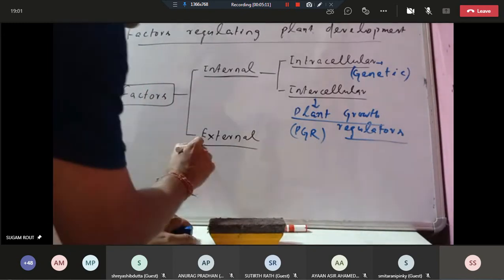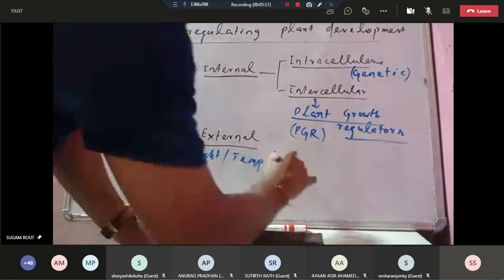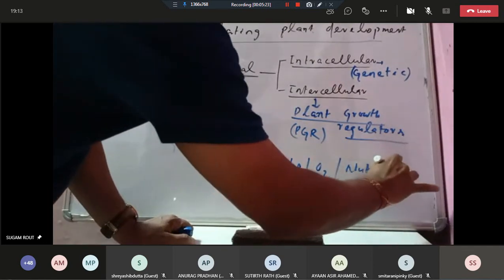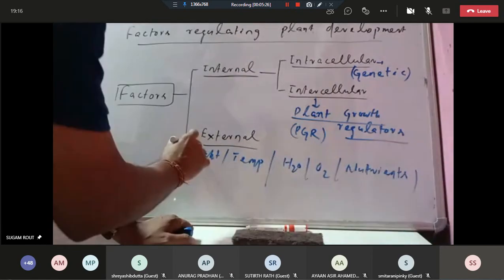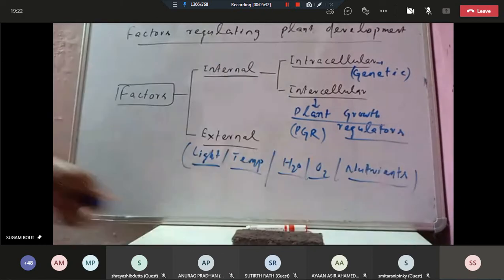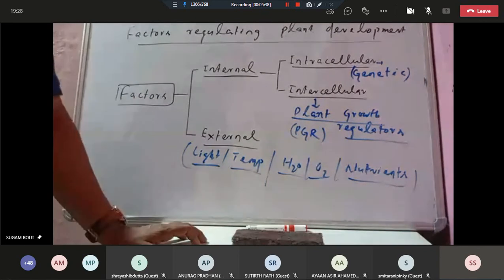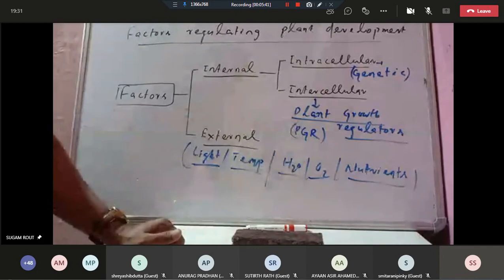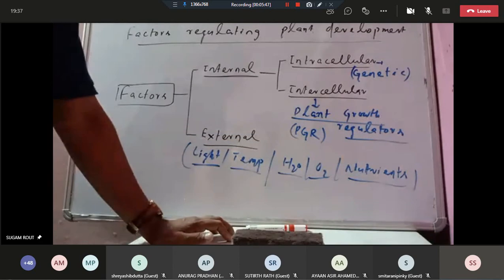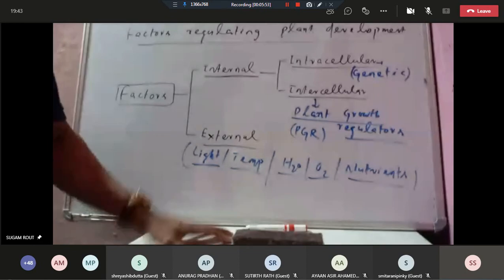So external factors may be light, temperature, water, oxygen and nutrients. Deficiency of nutrients causes different types of symptoms. Oxygen is also important, because it is used in aerobic respiration, which provides energy.